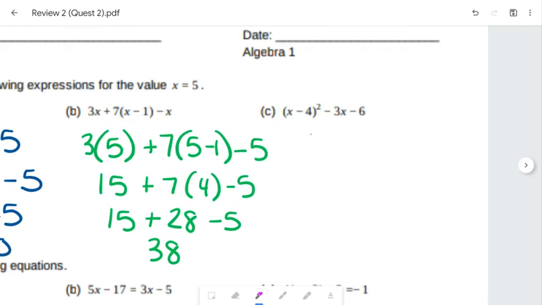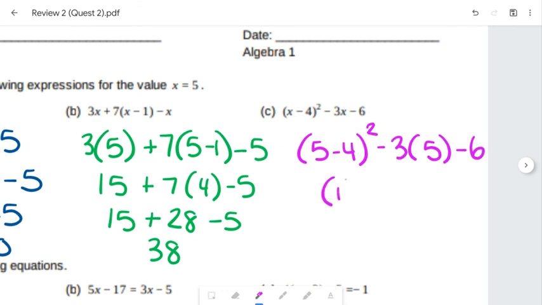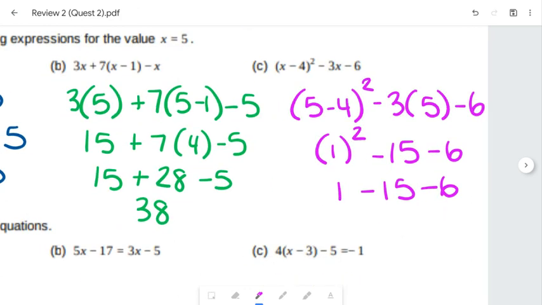And for C, 5 minus 4 squared minus 3 times 5, subtract 6. 1 squared minus 15, subtract 6. 1 minus 15 minus 6. So we are going to end up with a negative 20 there.